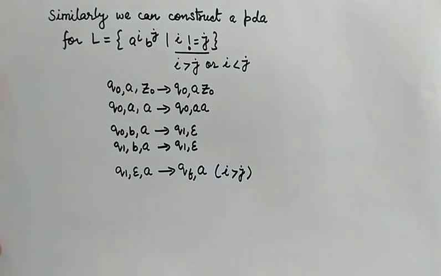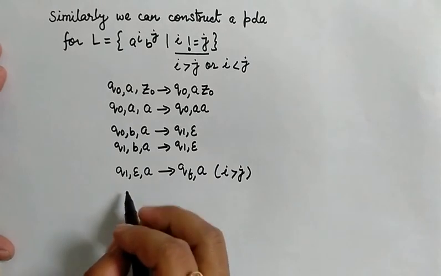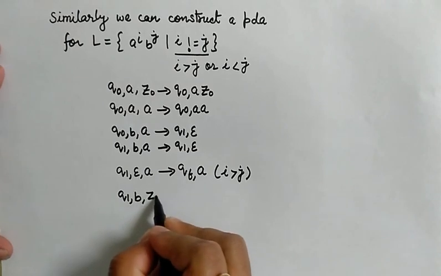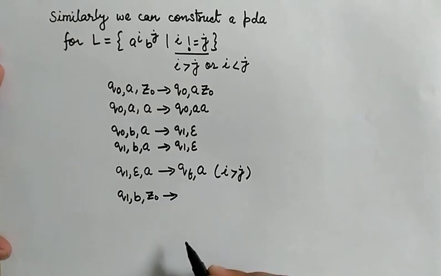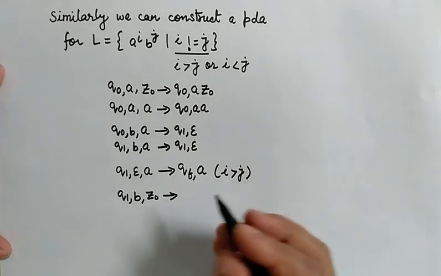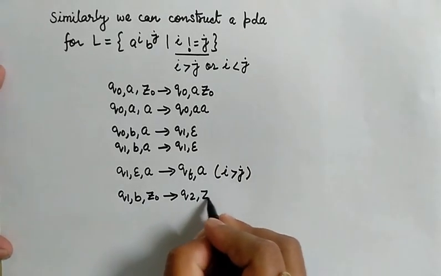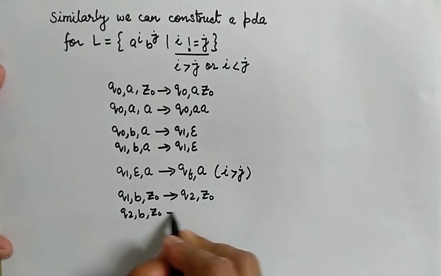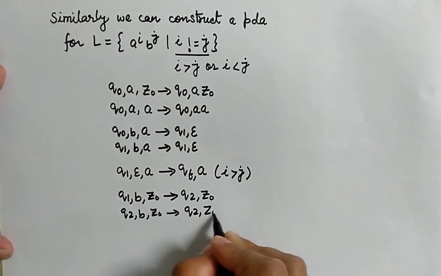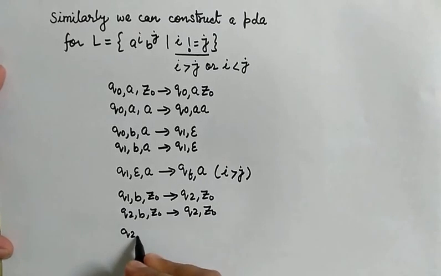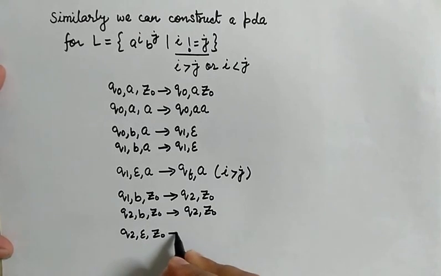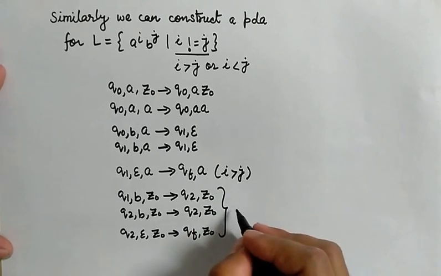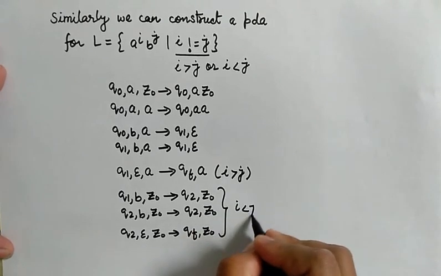And when J is greater than I, the situation will be that we will be getting B as input, but there will be Z0 on the top. All A's have been popped. So then we will move to state Q2, and at Q2 we will read all the B's which are left. And at this Q2 finally we will get end of string and we will move to a final state. This will be the case when I is less than J.